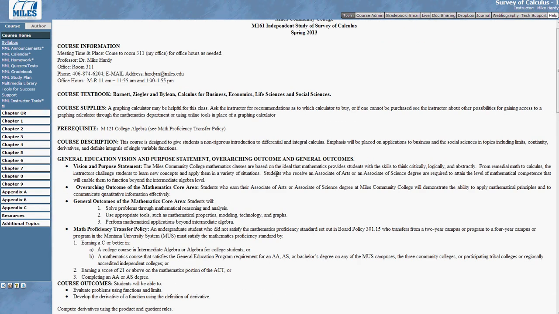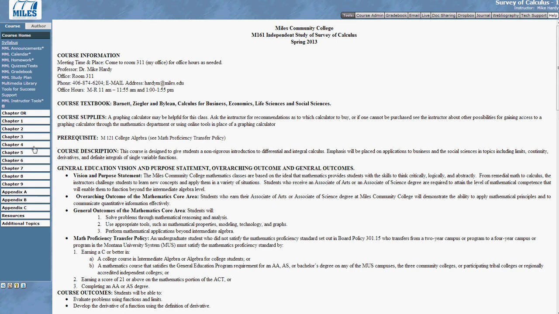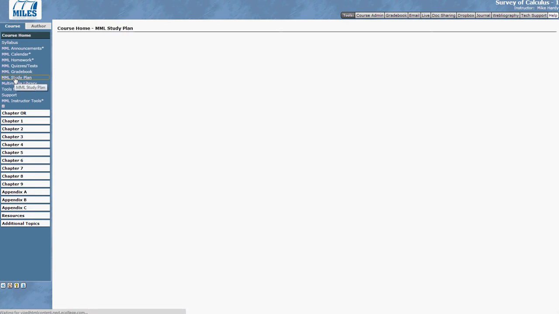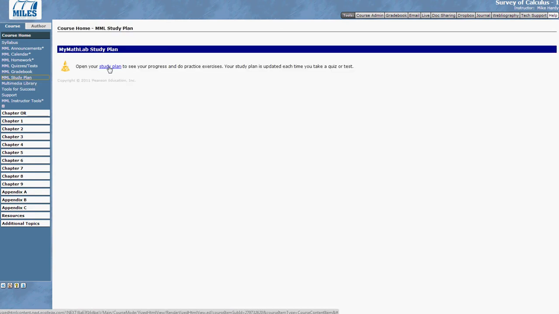Okay, so in addition to those tests, most of the actual study you'll do will be by going through this thing called the study plan. Now you go down in eCollege, down the bar on the left-hand side, and you'll see this thing called MML Study Plan. We click there to get to it. And then we click on this study plan link that shows up, and that takes us to the MyMathLab program and your study plan.